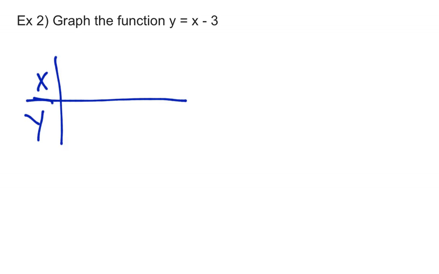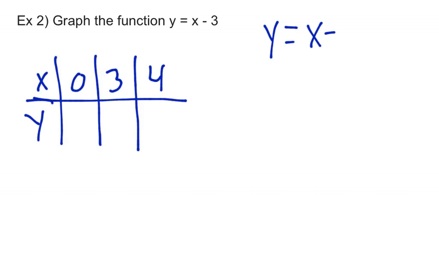Okay, so you should be choosing your numbers for x. All right, I'm going to choose 0. I always choose 0, guys. 0 is an easy number to choose. Let's choose 3, because I know when I plug 3 in place of x, it's going to be 3 minus 3, which equals 0, so that makes it easy for me. And let's choose a number like 4, because again, I know 4 minus 3 is going to be easy.